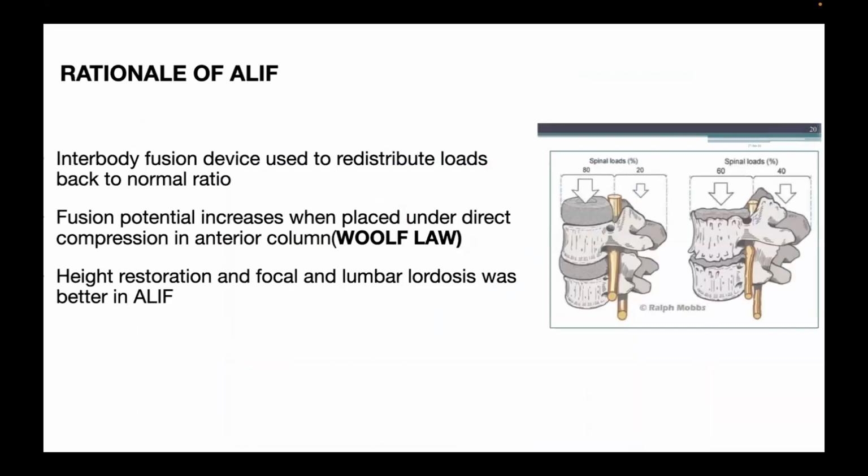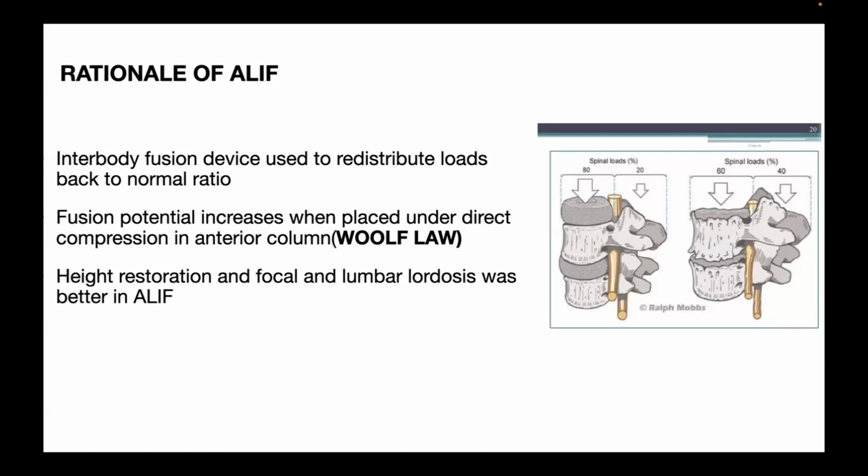Coming to the rationale of anterior lumbar interbody fusion, interbody fusion devices are used to redistribute loads to the normal ratio. In a normal spine, the loading is at an 80-20 ratio, where the anterior and the middle column take 80% of the spinal loads, and the posterior elements take up 20% of the loads. In spine pathologies, there is an alteration of this ratio, where usually 60% of the load is taken by the anterior and middle columns, and the load increases on the posterior elements. So the main rationale is that the interbody fusion device is used to redistribute loads back to the normal ratio.